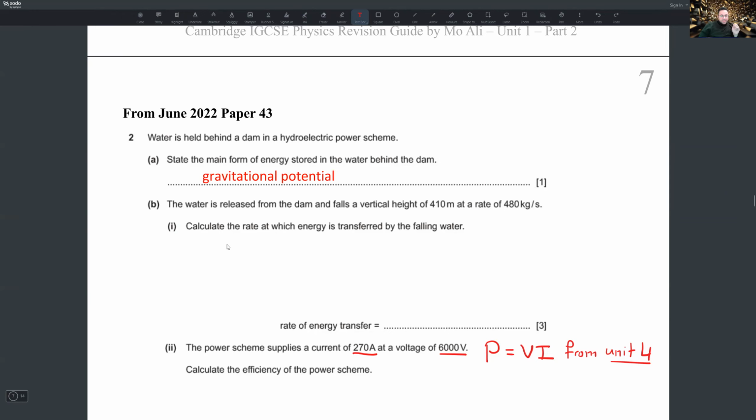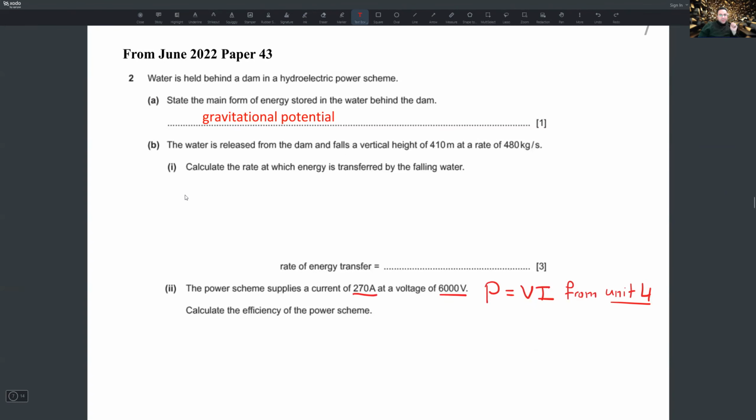Let's get into the actual question we want. Water is released from the dam and falls a vertical height of 410 meters at a rate of 480 kilograms per second. Calculate the rate at which energy is transferred by the falling water. The word rate means over time. So when he says rate of energy, I mean energy over time, so what does he want? Exactly, power. Power is energy over time.